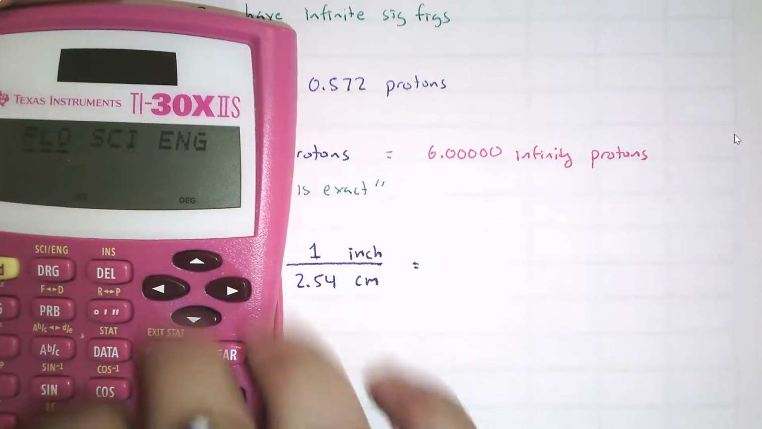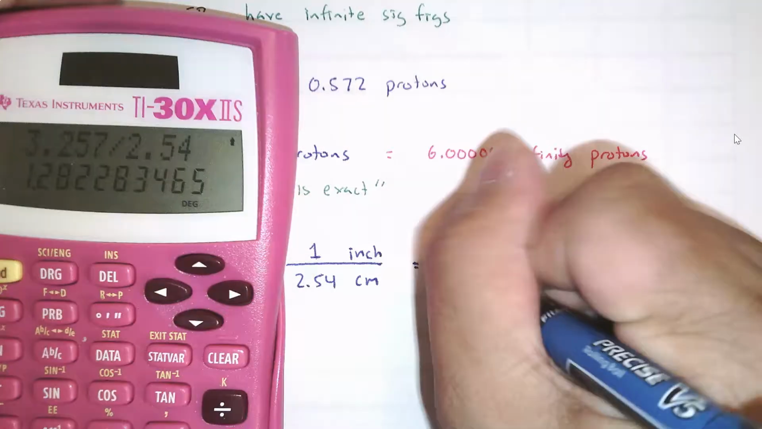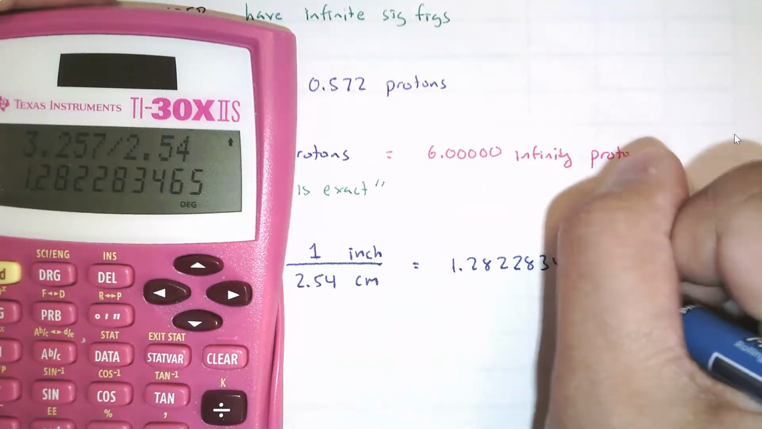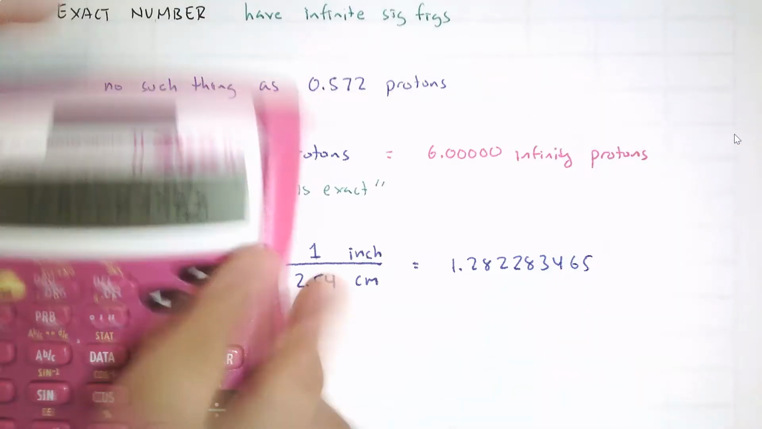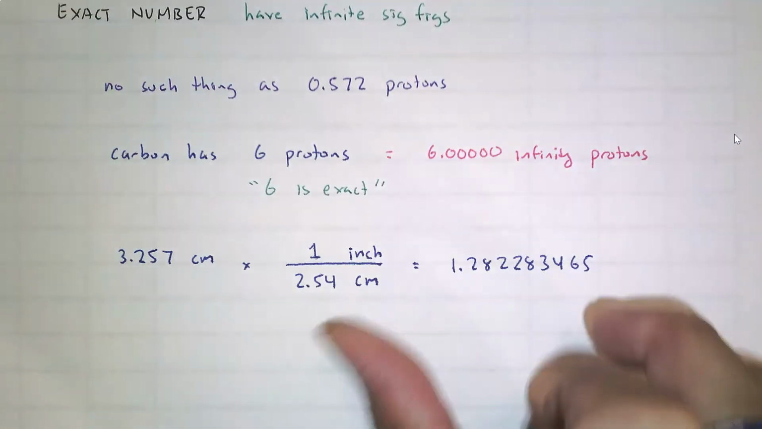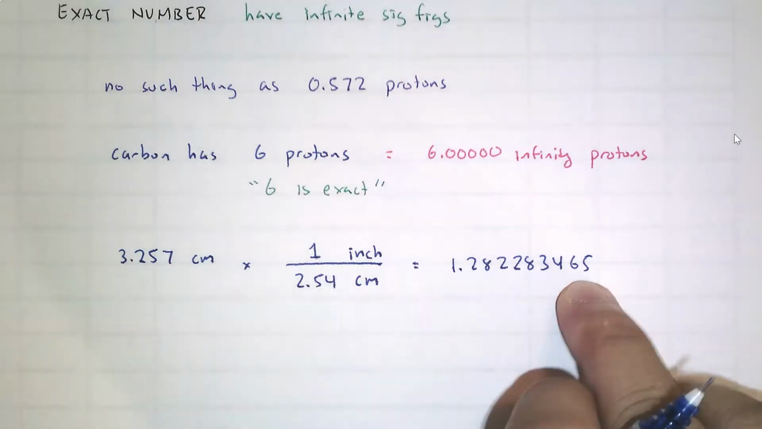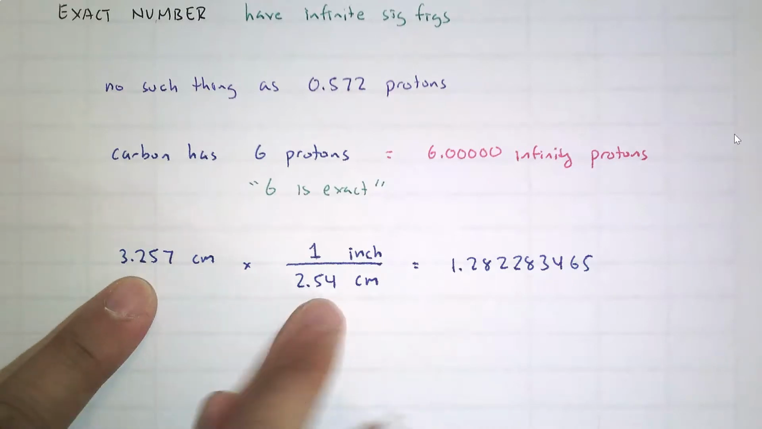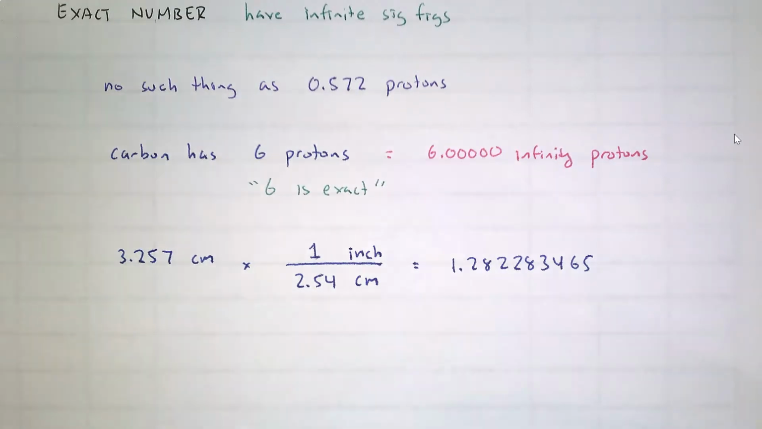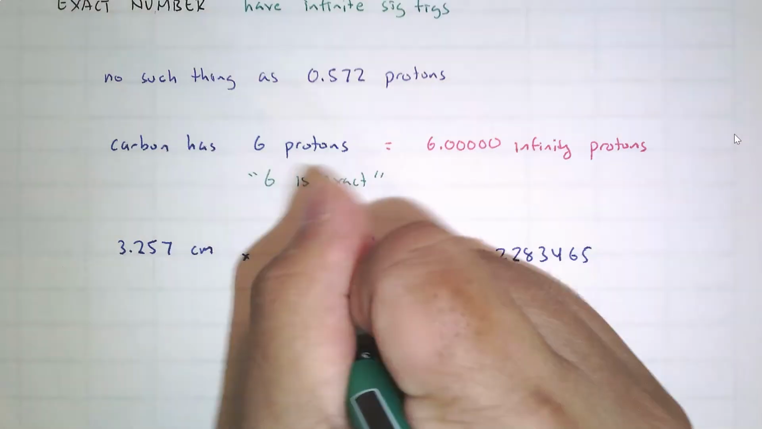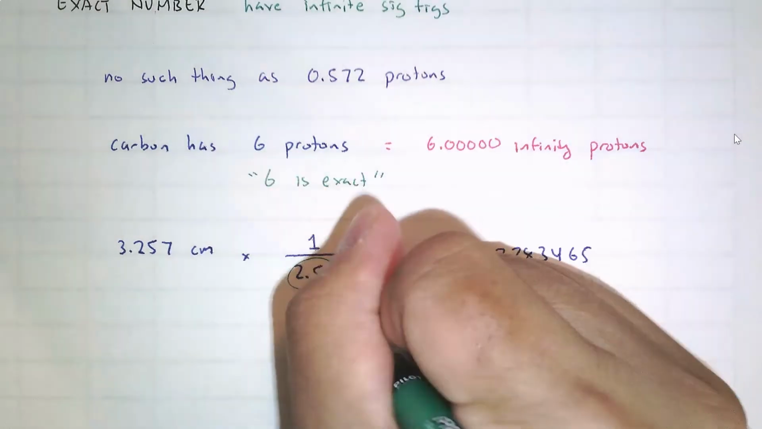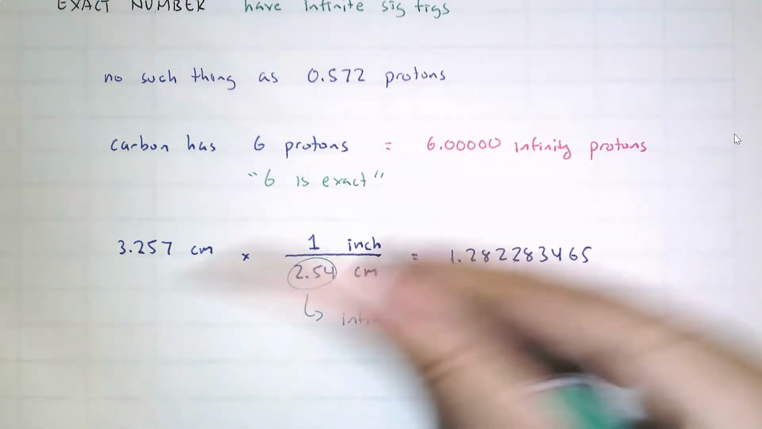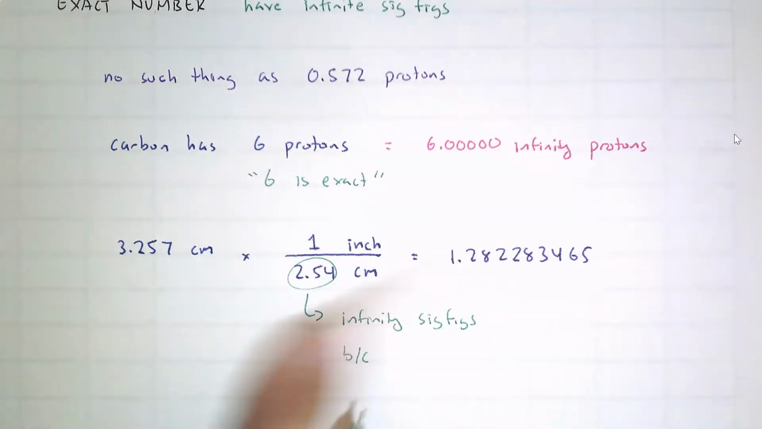Let's get rid of the scientific notation. I have 1.2822. How long do I go? 8, 3, 4, 6, 5. Okay, that's ridiculous, because I'm saying that I have a certainty up to this digit here, whereas my values that I used to make that calculation are not as certain. Okay, but this is the tricky part. This number here, you assume it has infinity sig figs, because this value, this conversion is exact.